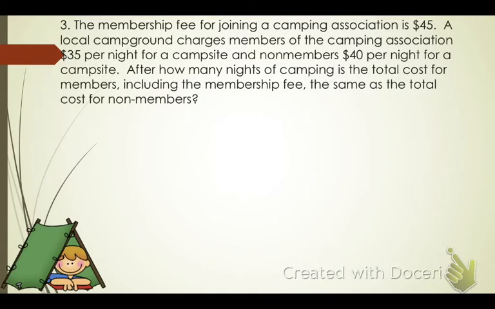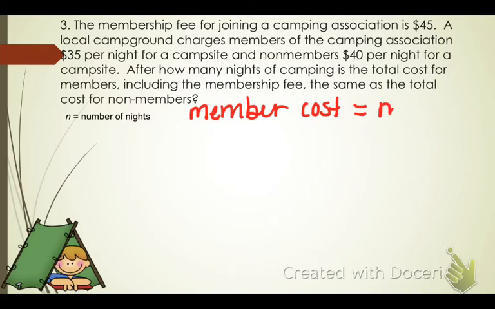So the first thing I'm looking for is, what's my unknown? So I reread that sentence with the question mark, and it says, after how many nights? So I'm going to create a variable and let n be my number of nights. And I'm going to use that then to represent the member versus a non-member. And the question is, when will the cost of a member equal a non-member cost?